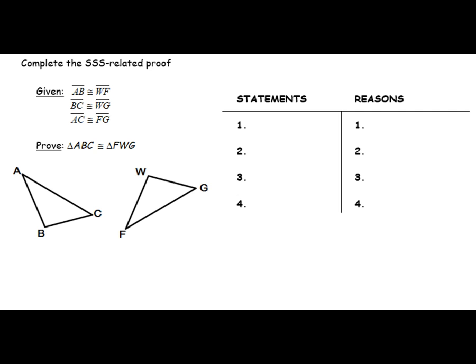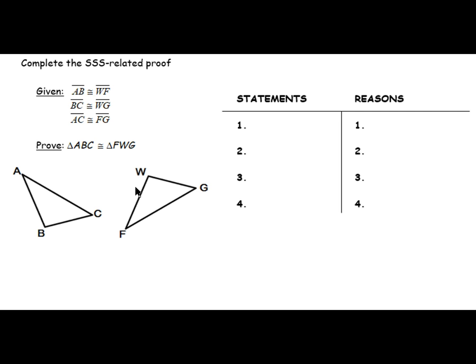All right, the last thing and the most common thing we do with SSS is use it in a proof. See, SSS is a way of proving two triangles are congruent. All the proofs we've done to this point have simply been algebraic proofs, but here is your first full-fledged geometry proof. You'll notice a couple things.